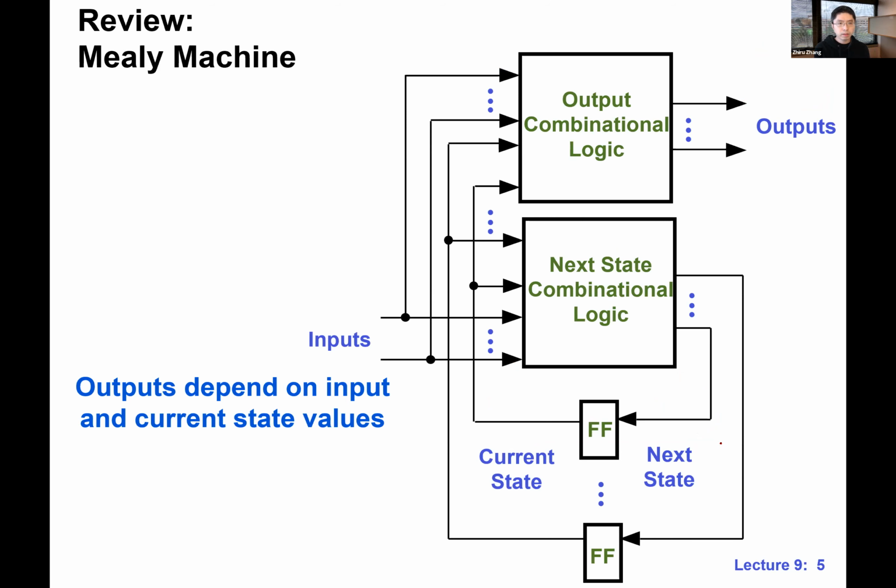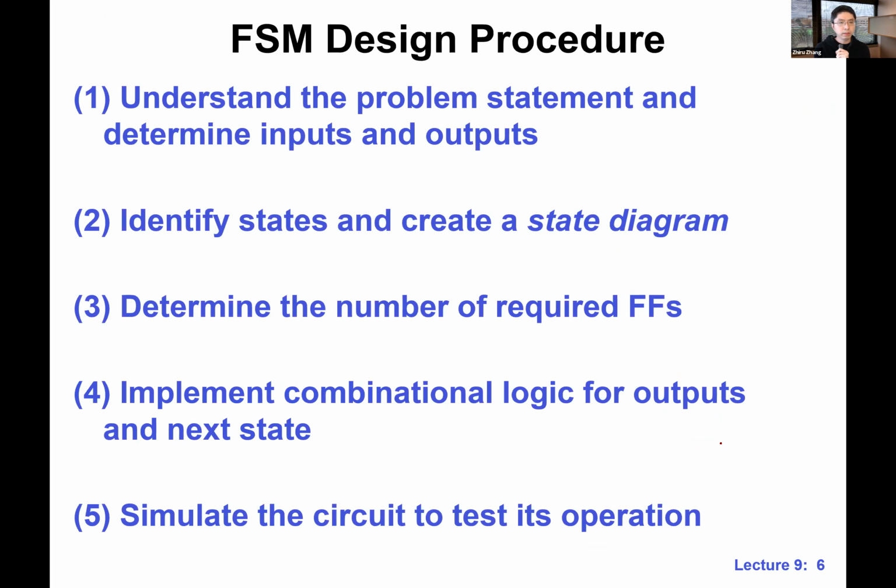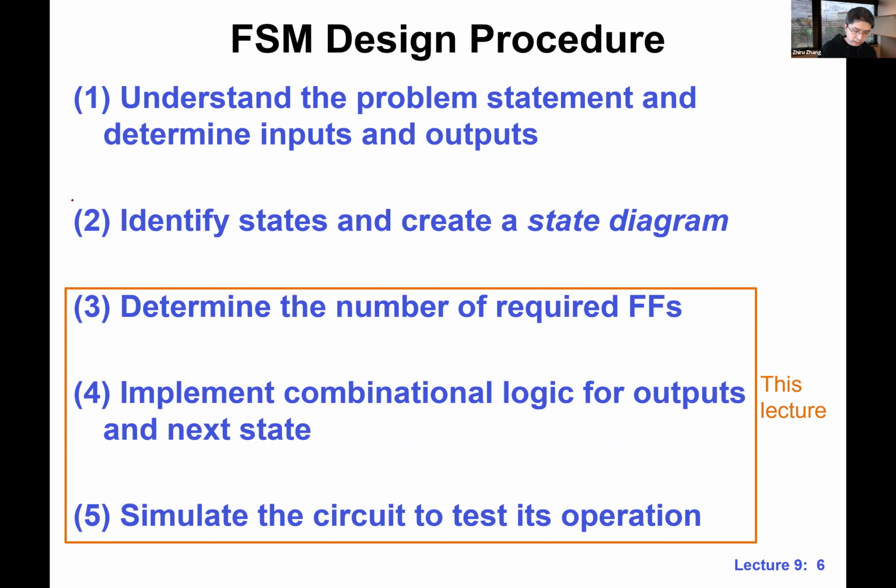Okay. So last time we also went over some problems. Given the problem statement, how do we define the states, how do we identify the states, and then create a state transition diagram? This is what we talked about last time, the first two steps. And today, let's look at how to actually derive the complete circuit out of the state diagram. So we have 3 more steps to go.